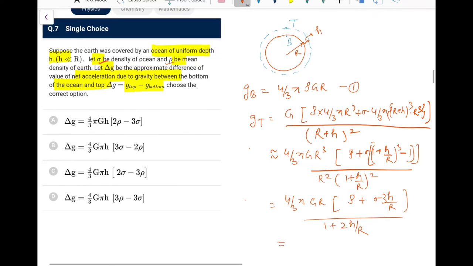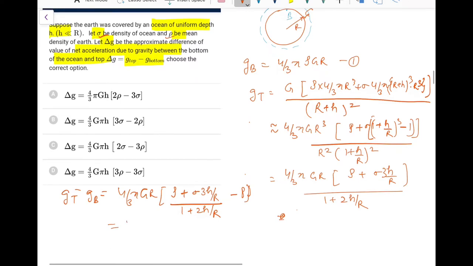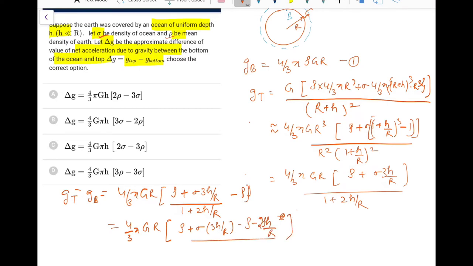So now what I'm left with, I need to subtract the two things, so I will subtract it, g top minus g bottom. So 4 by 3 pi G R common, I will get rho plus sigma 3h by R upon 1 plus 2h by R, minus rho. That is what I will get. So if I do this, 4 by 3 pi G R, rho plus sigma 3h by R minus rho into 2h by R, upon 1 plus 2h by R.